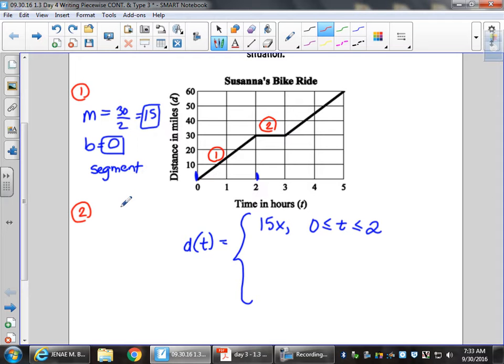Thoughts on piece 2? How does she know it's constant? Straight line. Well, this is a straight line. No, but like it's a horizontal. There we go. That's the key word. Horizontal line. So what do we know about the slope of horizontal lines? 0. Good job. Can we reason on what the y-intercept would be for this horizontal line? 30. Segment or ray?